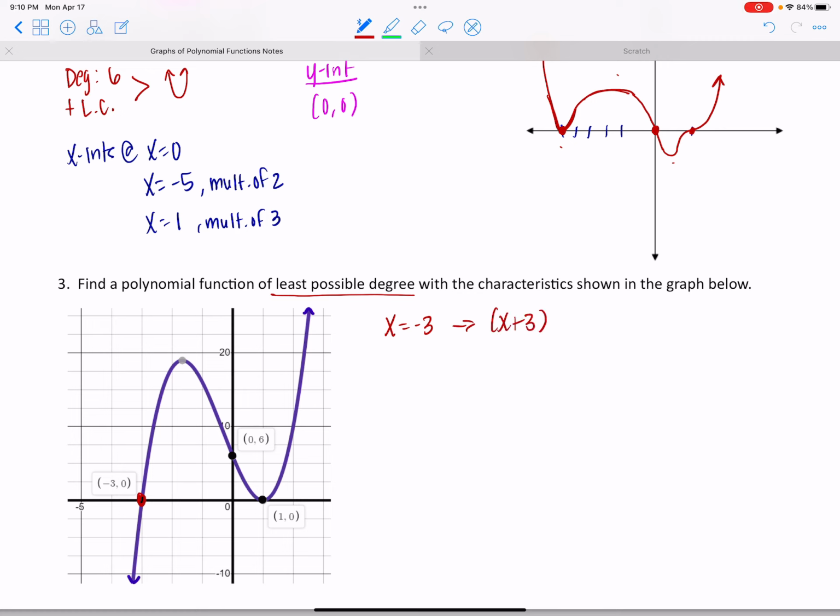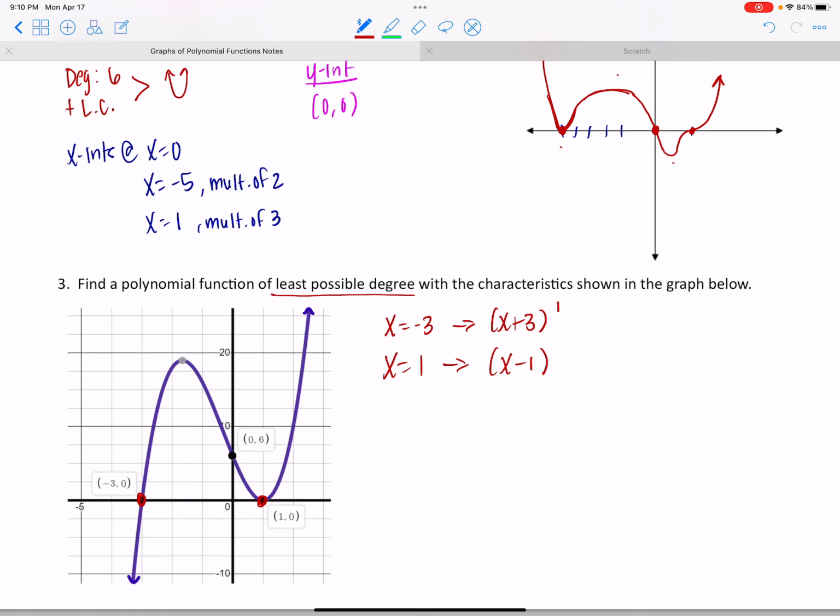And I know it's going to be a factor one time because that graph goes straight through. It has linear behavior there at that x-intercept. Now over here at x equals 1, again, I know that x minus 1 is going to be a factor, and that is more quadratic behavior.